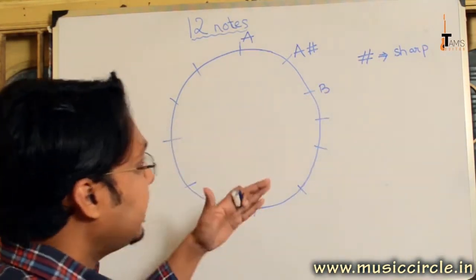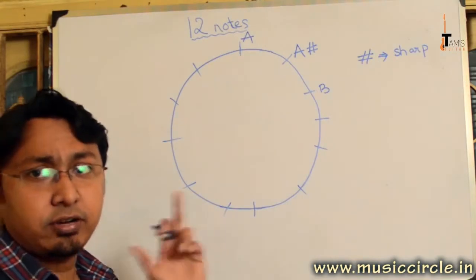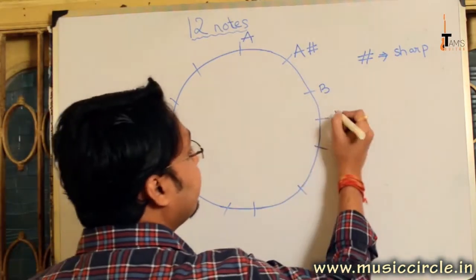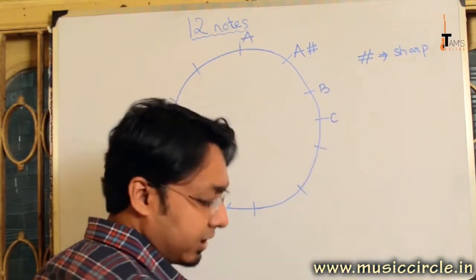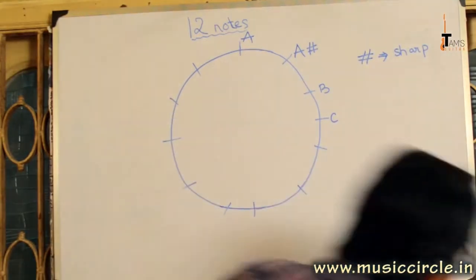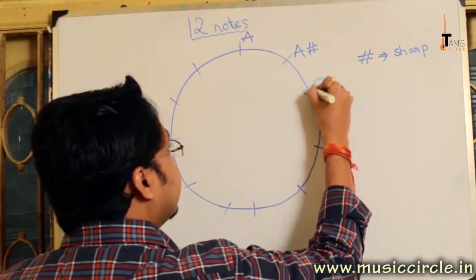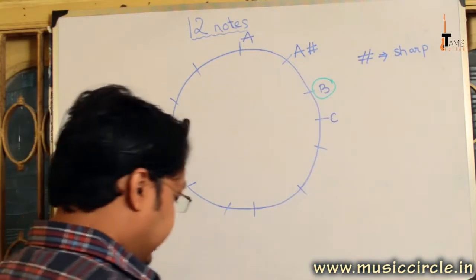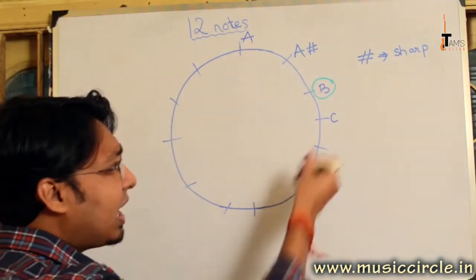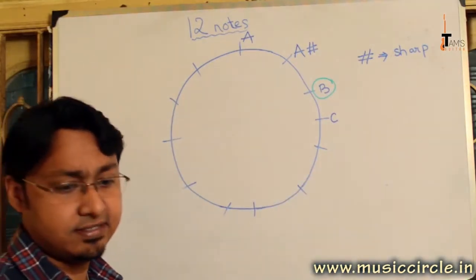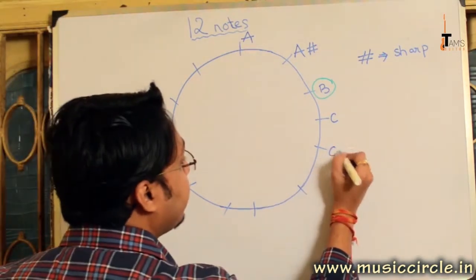And after B we've got C. So you have to remember this: after B we don't have any B sharp, we have C directly. So I'll mark the notes that don't have a sharp. Alright? So after C, if you can guess, it's C sharp.